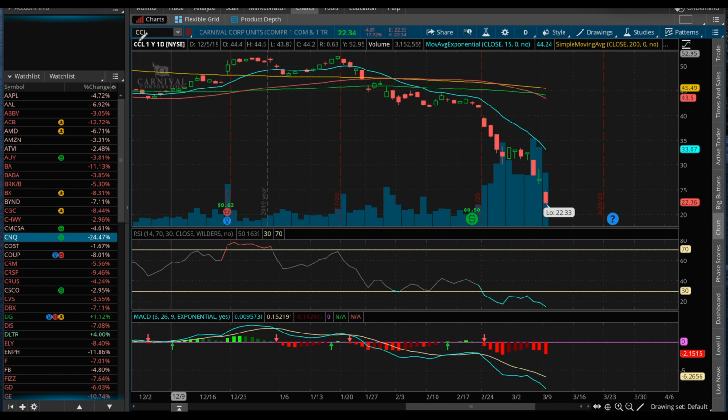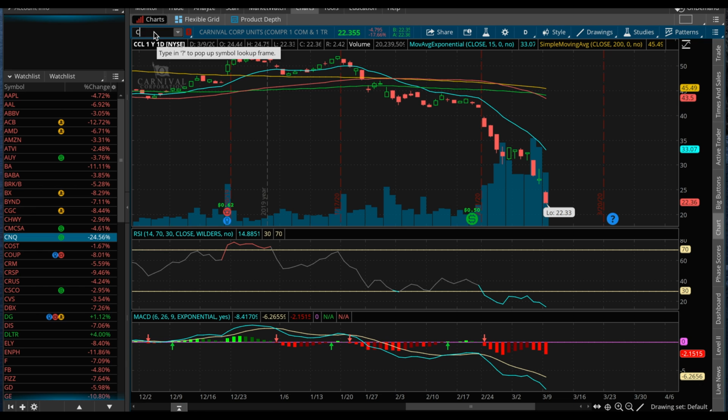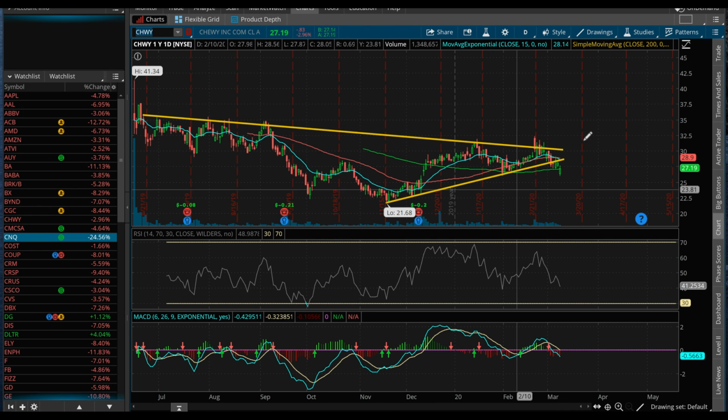So let's take a look at Chewy. Okay. We were talking about this earlier. Now let's pretend that this is not here because the pattern broke. This is what we see. This is number 1. Finding a trend or a pattern we like. I like playing symmetrical triangles.